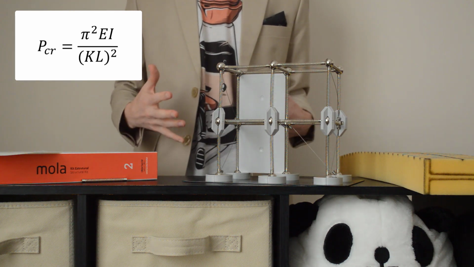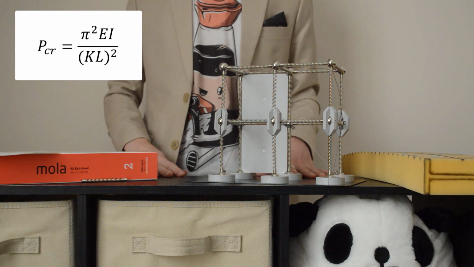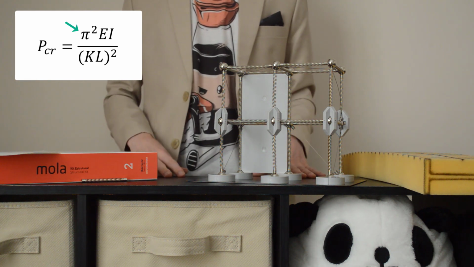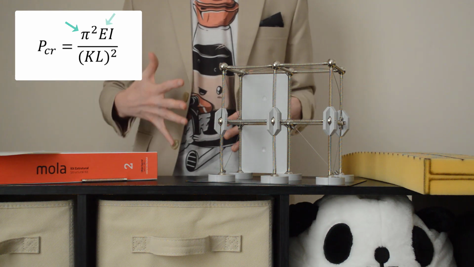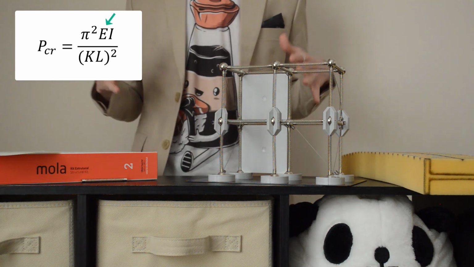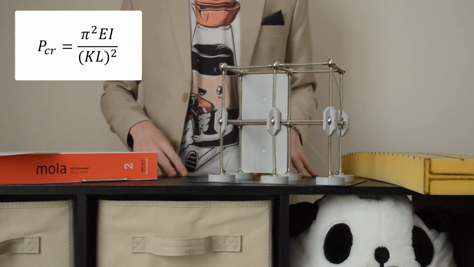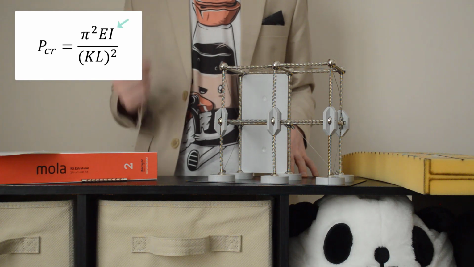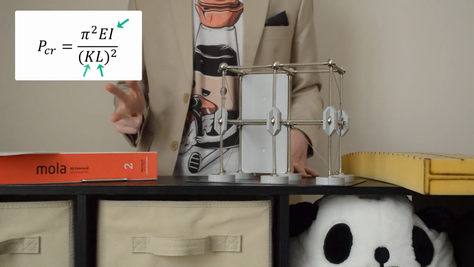So what are those other factors? Well, again, let's look back at our formula. Pi squared, of course, is a constant, so that isn't going to be changing anything. Modulus of elasticity is a material property, so that only changes if we're swapping to a different material. So that leaves us with moment of inertia, the unsupported length, and this K factor.